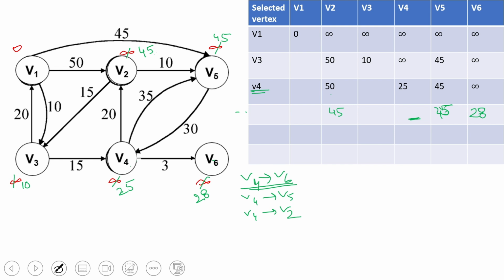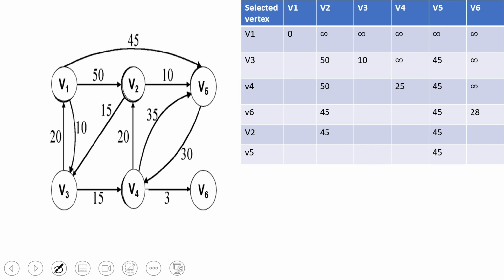From here, which is the minimum value? Minimum value is 28, which is v6. From v6 we do not have any directly connected nodes. So we'll write the same, 45. From these, both are the same, so we can take anything, v2 and 45. So v5. So this is the final table. This is the final table we'll get.